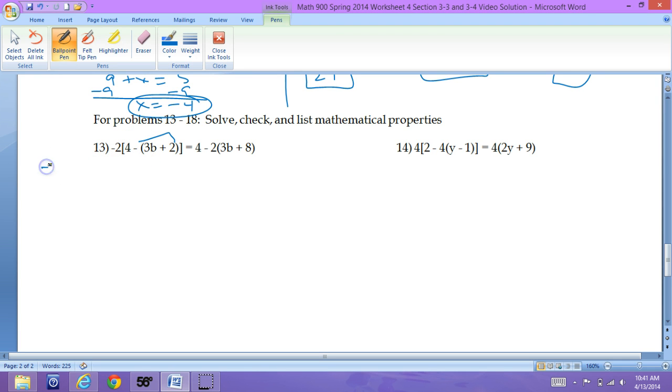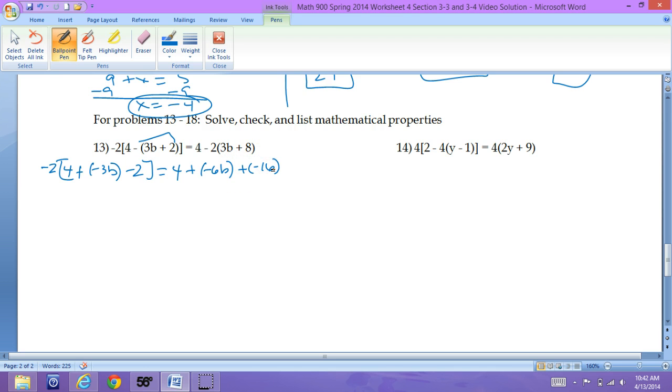So I'm going to start by just rewriting the very beginning. Now I'm going to add the opposite of each term. So the opposite of positive 3b is negative 3b. I'm going to add the opposite of positive 2, which is negative 2. And now I'm going to add the opposite of 2 times 3b, which is 6b, but it's negative 6b because I want the opposite. 2 times 8 is positive 16, but I want negative 16.